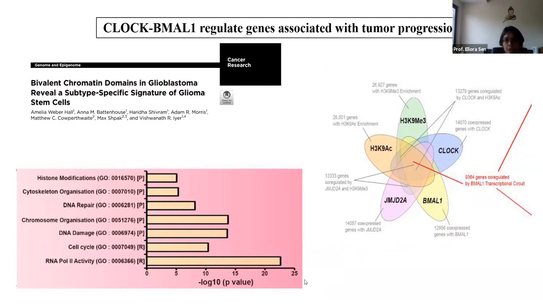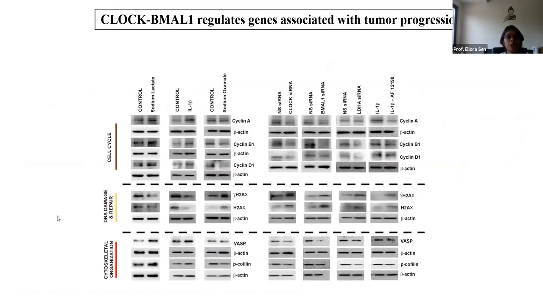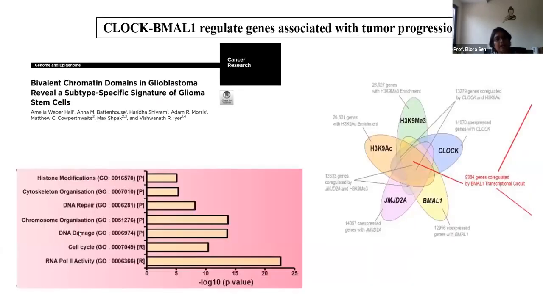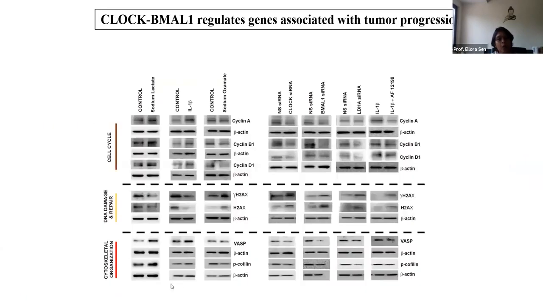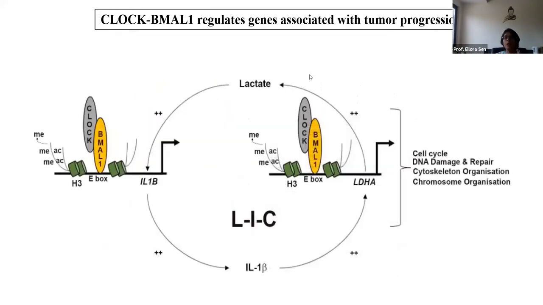Then we did a very simple experiment where we looked at treatment with sodium lactate or IL-1, or sodium oxamate to inhibit lactate, treatment with clock siRNA, BMAL1 siRNA, LDH siRNA, and IL-1 in the presence of an IL-1 antagonist. And we looked for all the markers that I've shown you in the previous slide, like the cell cycle, DNA repair, and DNA damage. And what we find is truly that this clock-BMAL1 regulates the molecules that are associated with events associated with tumor progression. So this is a take-home.